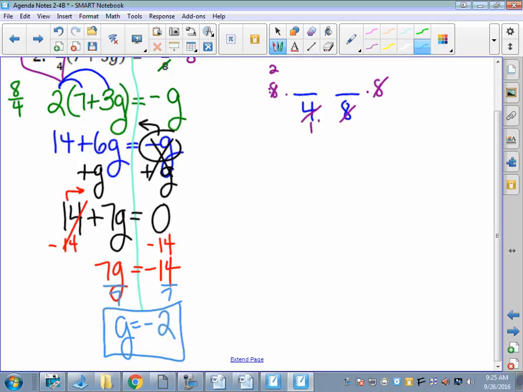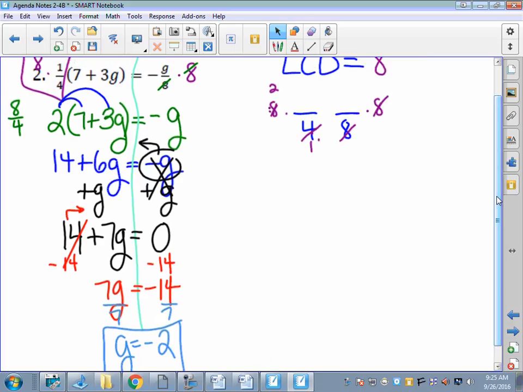So I solved using the least common denominator. You could have had, back in this original problem, a 7/4 plus 3/4 g, and then you could have done some work from there. But sometimes least common denominator is really the only way to do that.